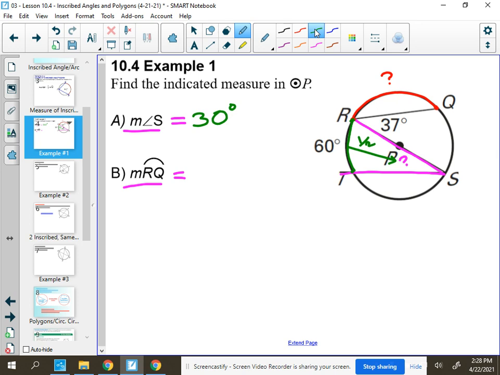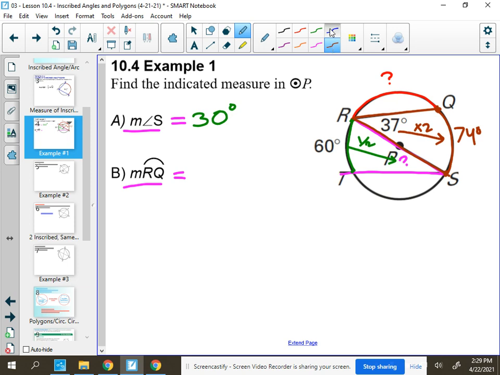Now I got this 37 here. What's going on here? This angle right here, QRS, is an inscribed angle, forming arc QS. So now going this way from the angle measure back out to the arc, I am going to double it. So we're talking 74 degrees here. That's not what it asks us to find, but I think it's something we're going to use.